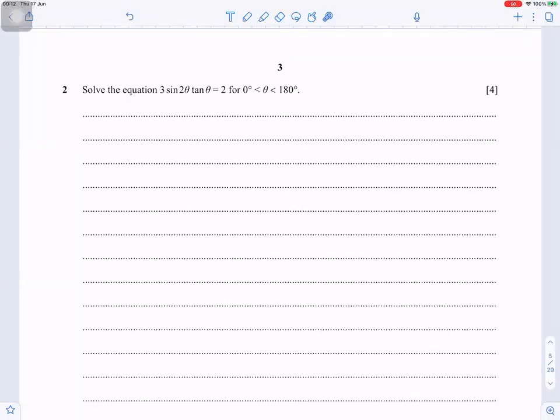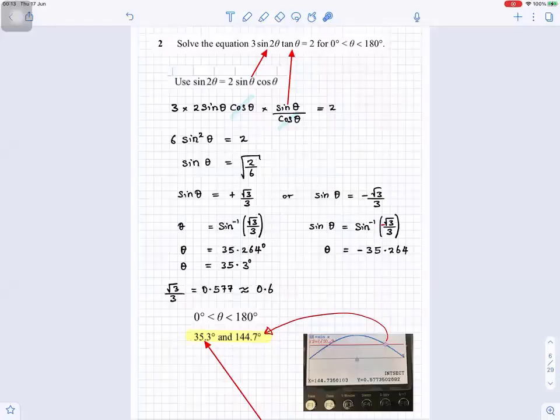Question number 2. Solve the equation 3 sine 2 theta tan theta equals 2 between 0 degrees and 180 degrees. Use sine 2 theta equals 2 sine theta cos theta. So we replace sine 2 theta with 2 sine theta cos theta. Replace tan theta with sine theta over cos theta.